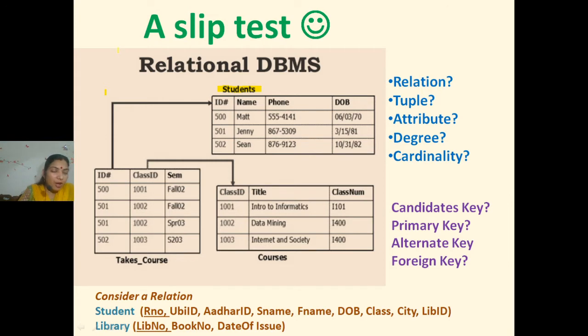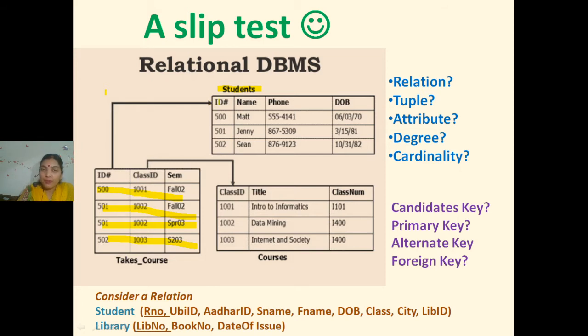Can you say how many tuples are there in the takes course table? Please see it once. 1, 2, 3 and 4. So how many tuples? There are 4 tuples. Yes, very good. Now you can say that the table courses has how many tuples? 3. I know you can answer it. It is 3. Now attributes.